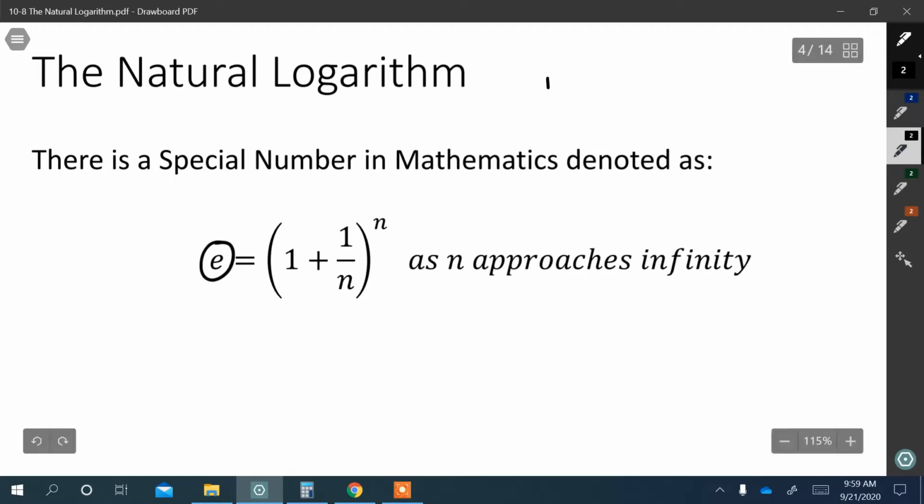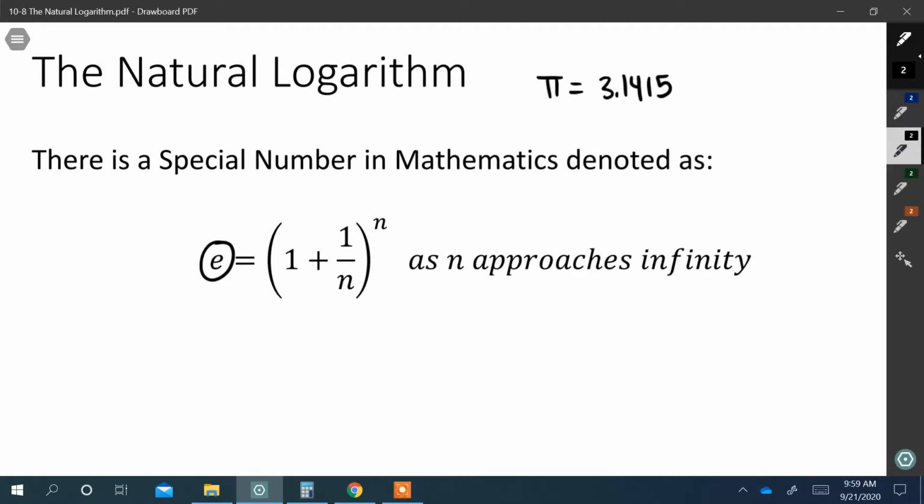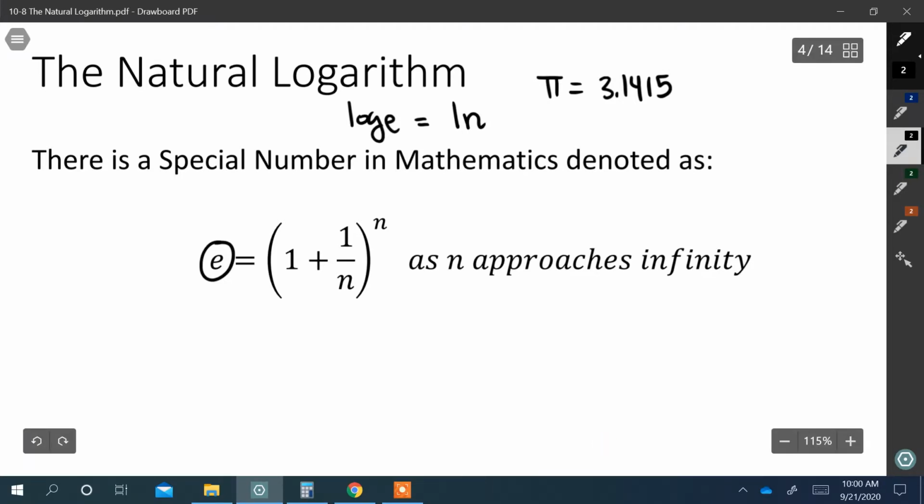This is kind of like when you have pi. And we know pi is 3.1415. Well, there is another special number. It's called e, and this number is a natural number. We call it the natural number in mathematics. And we also have the natural logarithm. Now, the natural logarithm is a logarithm with this special number e, but instead of writing log base e, we say the natural log.